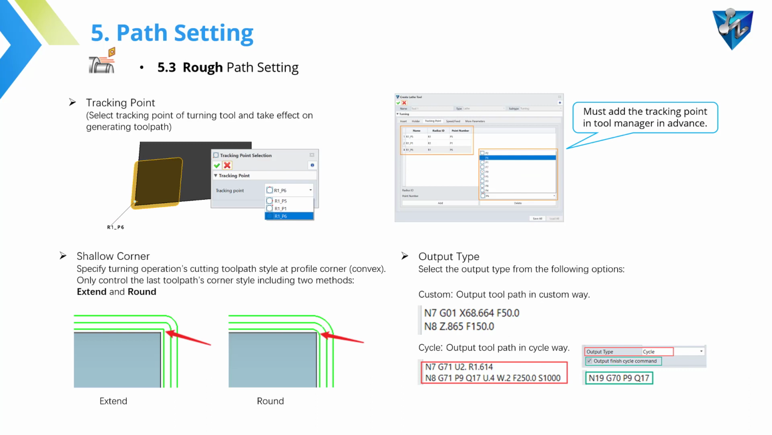Tracking point allows you to choose the tracking point for the turning tool, which affects the generation of the toolpath. It's important to note that users must first add the tracking point in the tool manager, and then it can be selected from the drop-down menu.